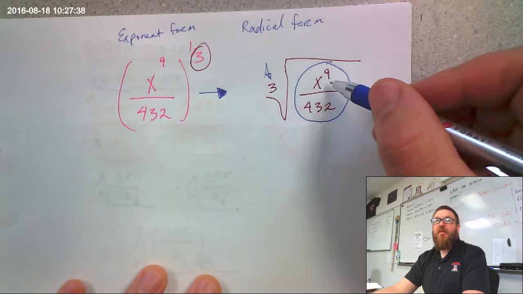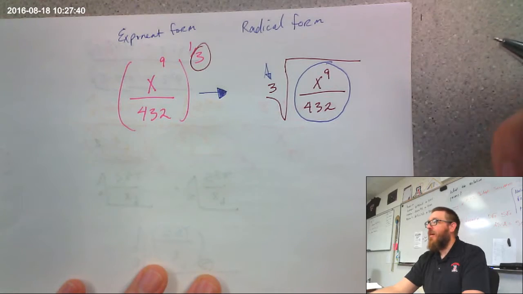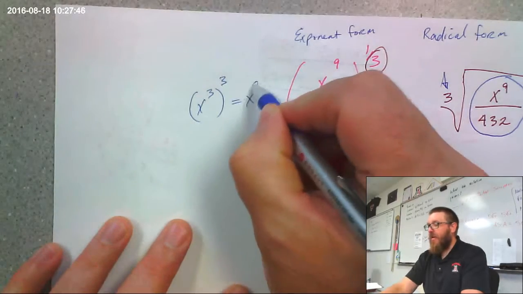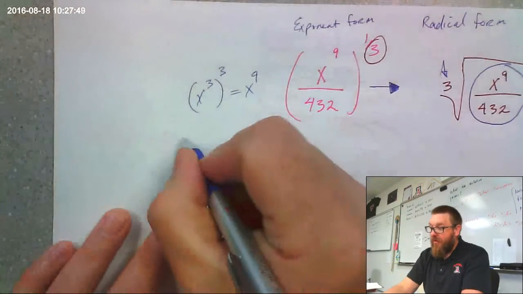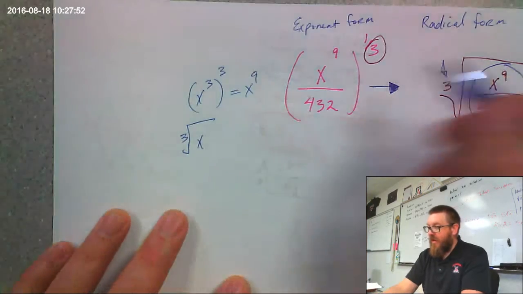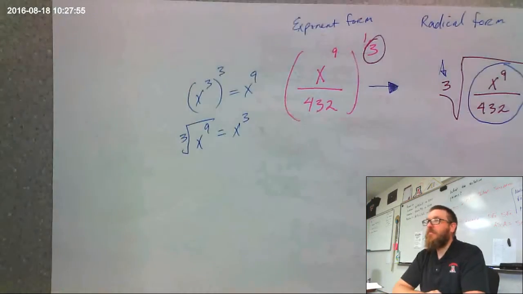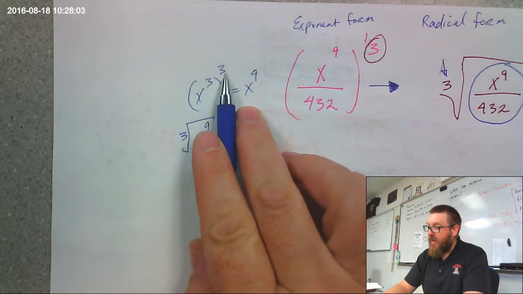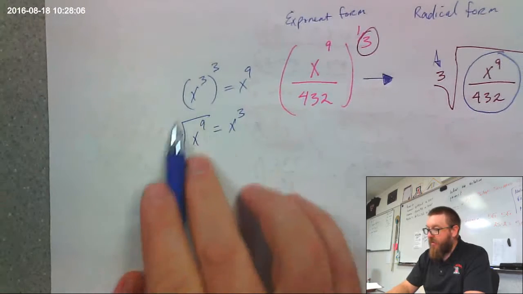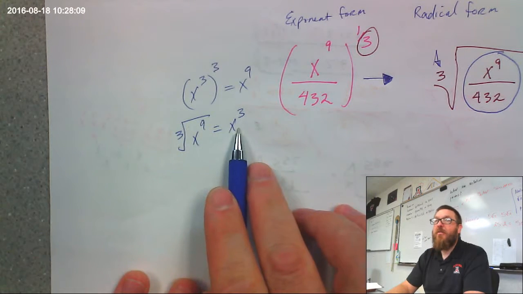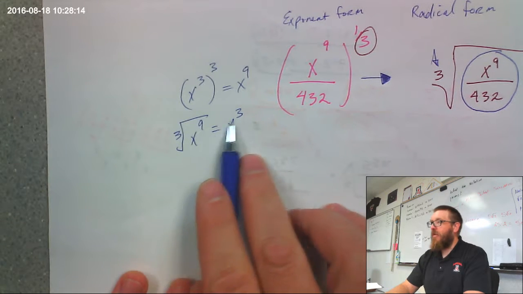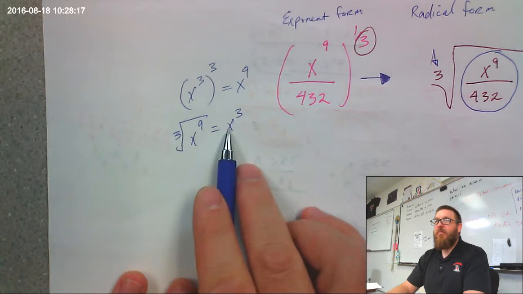x cubed times itself 3 times is x to the 9th, right? So x cubed to the 3rd power is x to the 9th. Therefore, the cube root of x to the 9th equals x cubed. Weird, right? This is asking for what number cubed is x to the 9th. That number cubed is x to the 9th. That's why that's the answer. The cubes make it confusing because there's a cube and a cube and a cube root and a cube.